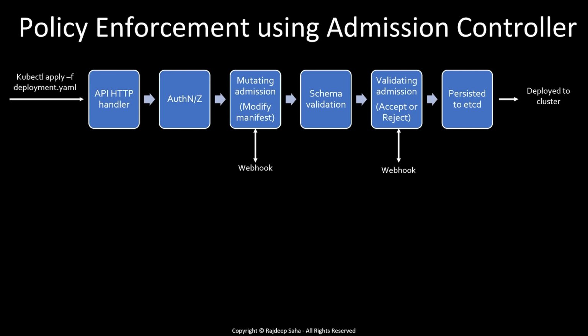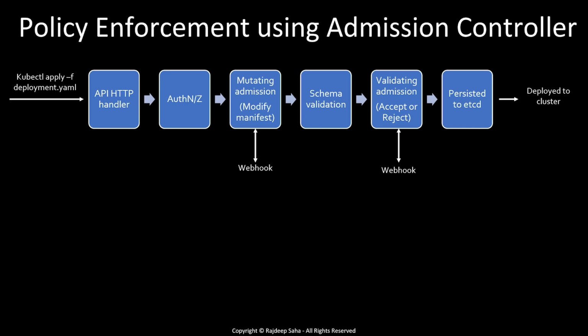Then comes the important part, which is the admission controller. There are two steps to it. One is the mutating admission controller. With this step, the manifest file can be updated. I'll give an example. Let's say you are deploying a pod. If you do not specify a namespace, that pod gets deployed into the default namespace. But Kubernetes does not know, right? So this mutating admission controller actually modifies your manifest file and adds the namespace as default. It adds the service account as default, etc.